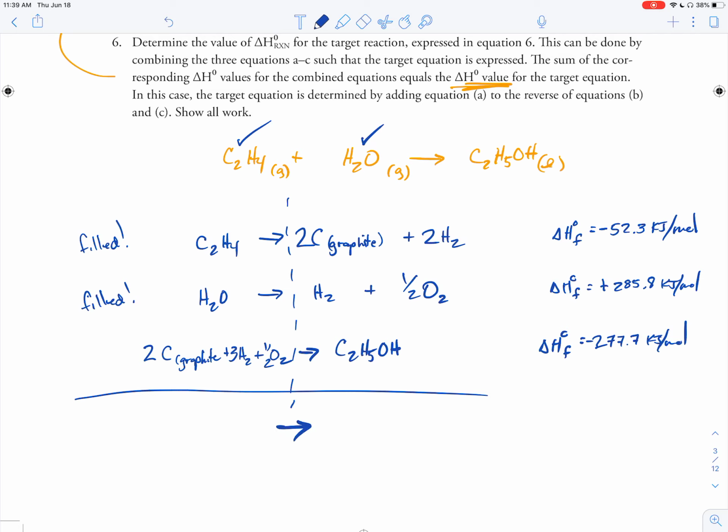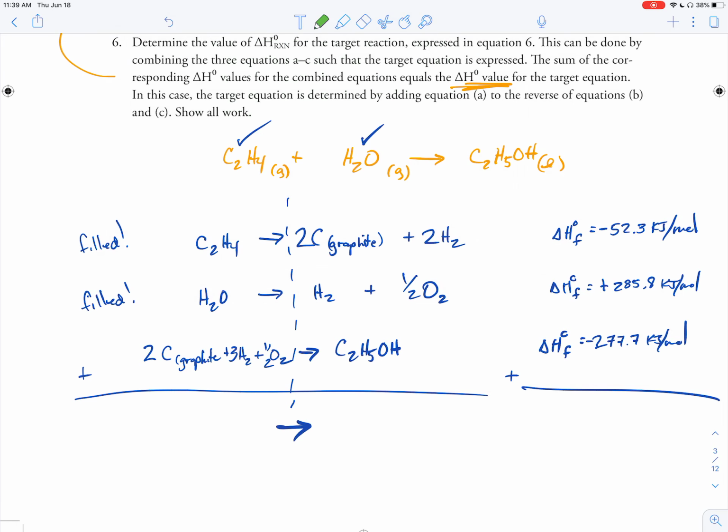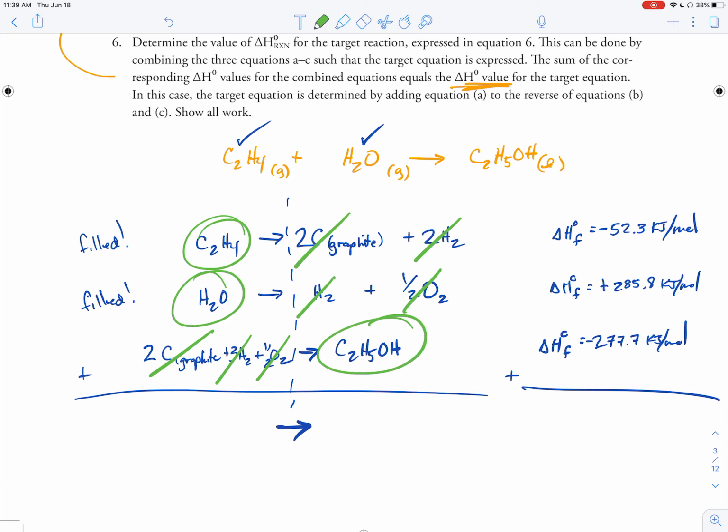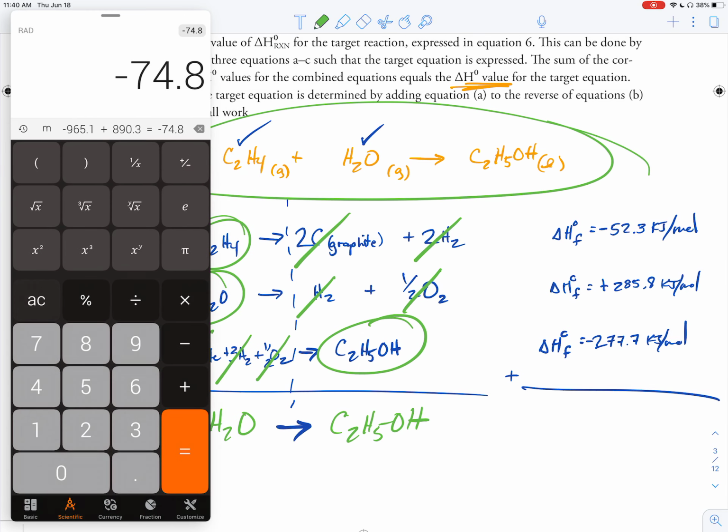Now, if you'll notice, I tried to keep our yield signs in the same spot. And now what you do is just add everything together. Make sure that you built it correctly. We're going to cancel out our graphite here. You do 2 of those, 2 of those. We're going to cancel out our 3 hydrogens. We're going to cancel out 1/2 of the oxygens, and that leaves us with these guys. So C2H4 plus H2O yields C2H5OH, and boom, that's the exact same thing as you see here. So we're now just going to pull it into our calculator and add everything up.